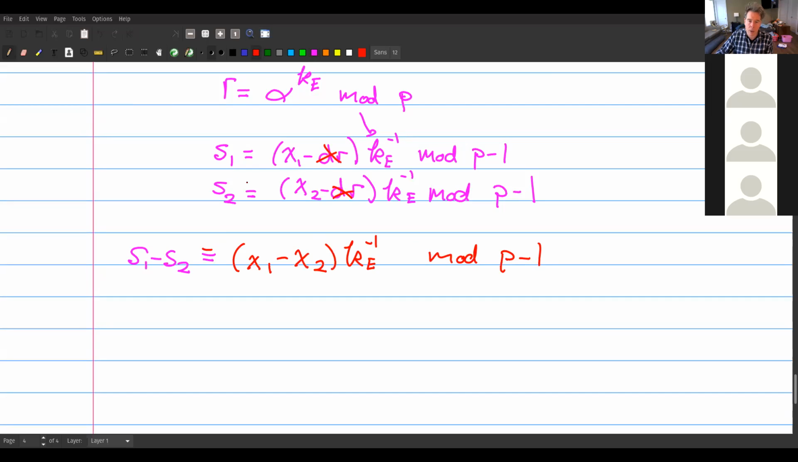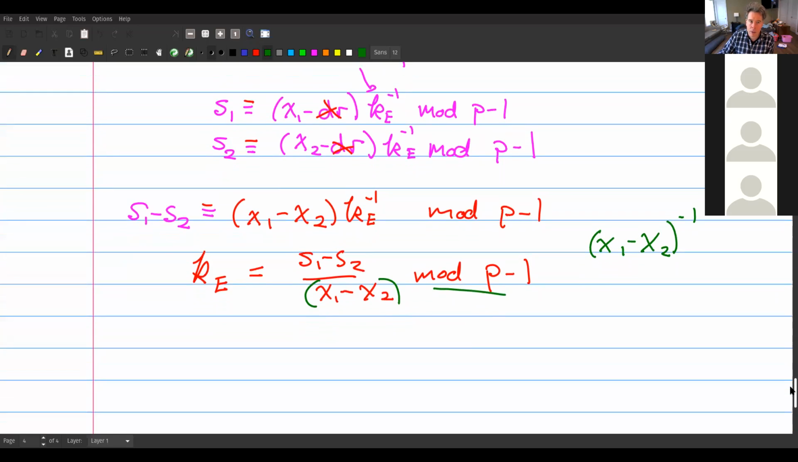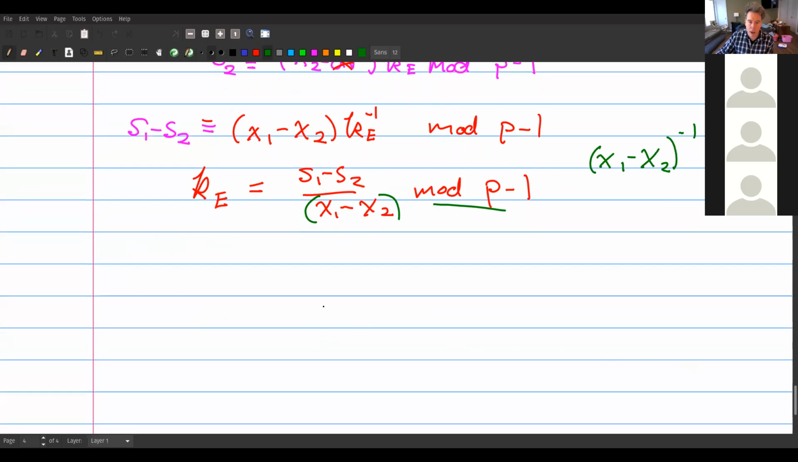So, these are all congruences. Okay. All right. Now you can solve this equation for KE. It's S1 minus S2 over x1 minus x2 mod P minus 1. So this is not literal division. This means multiply both sides by x1 minus x2 inverse. So that means x1 minus x2 actually has to have an inverse mod P minus 1, but there's a good chance that it does. And even if it doesn't, there are some bad things that could happen. So now when the ephemeral key is reused, now you know the ephemeral key, but how bad is that?